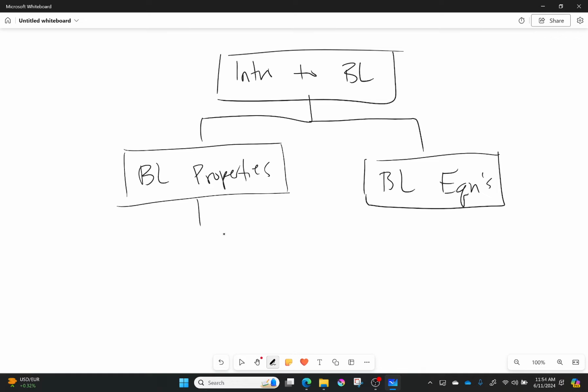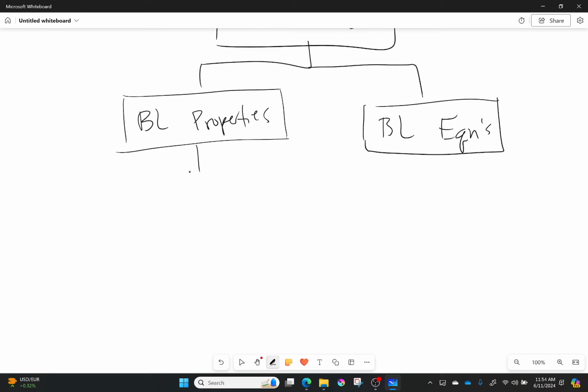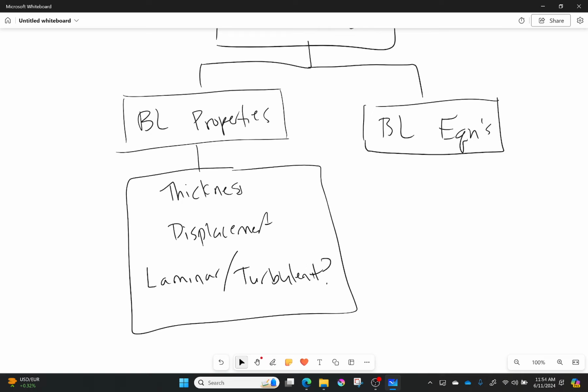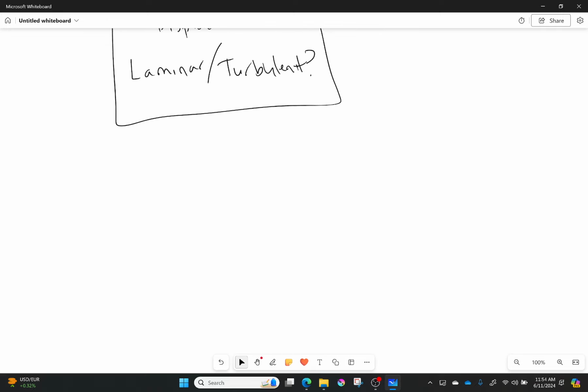And there's a lot more down here. So, we're not going to just talk about the properties. We're also going to be talking about things like the thickness. What is the thickness of the boundary layer? That's going to matter. How much does it displace the flow? And also, laminar versus turbulent, how does that work? Okay, so with that being said, let's jump right into the boundary layer properties.